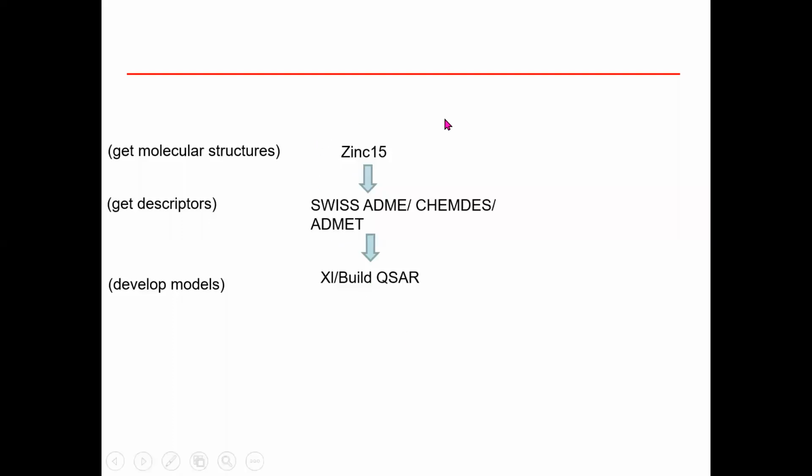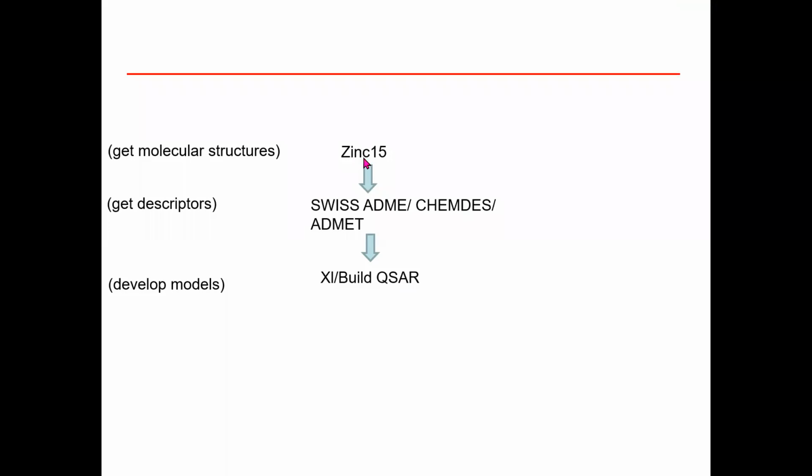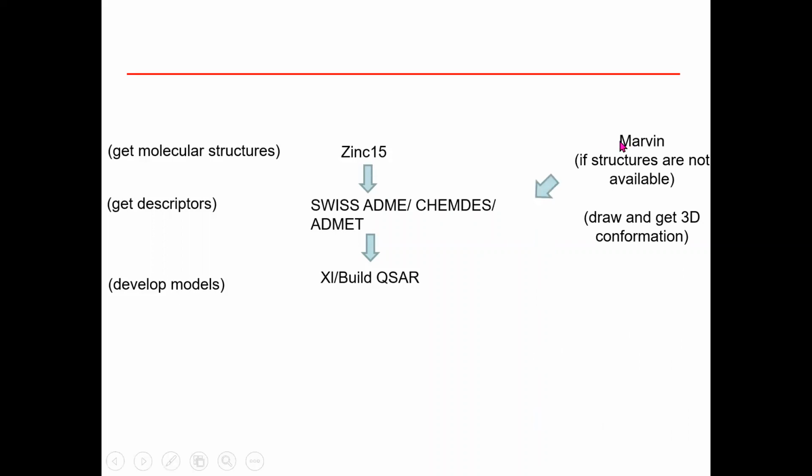So this is how the workflow was on QSAR, right? We went to the Zinc database and we got the SMILES notation. We went to ChemDes maybe and then got all our descriptors. We use Excel to build the QSAR, and we get a good QSAR model. We divide the data set into training and test set so that only the training set is used for developing your model. Then if the structure is not there in Zinc, you have to use Marvin. Draw the structure and get the three-dimensional configuration.